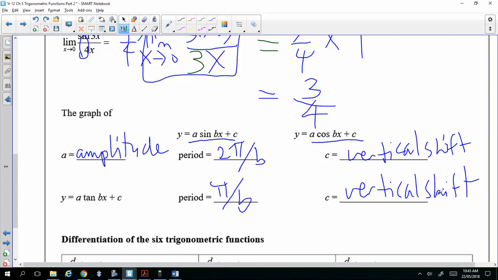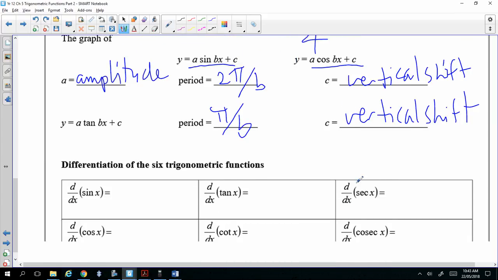What else is there? Differentiation of the 6 trigonometric functions. Some of these are on the formula sheet. I think just these 3 are on the formula sheet. These 3 are not, so you should memorize them. So the derivative of sine is cos. The derivative of cos is negative sine. The derivative of tan is sec squared. You should know this off by heart, but remember they are on the reference sheet.